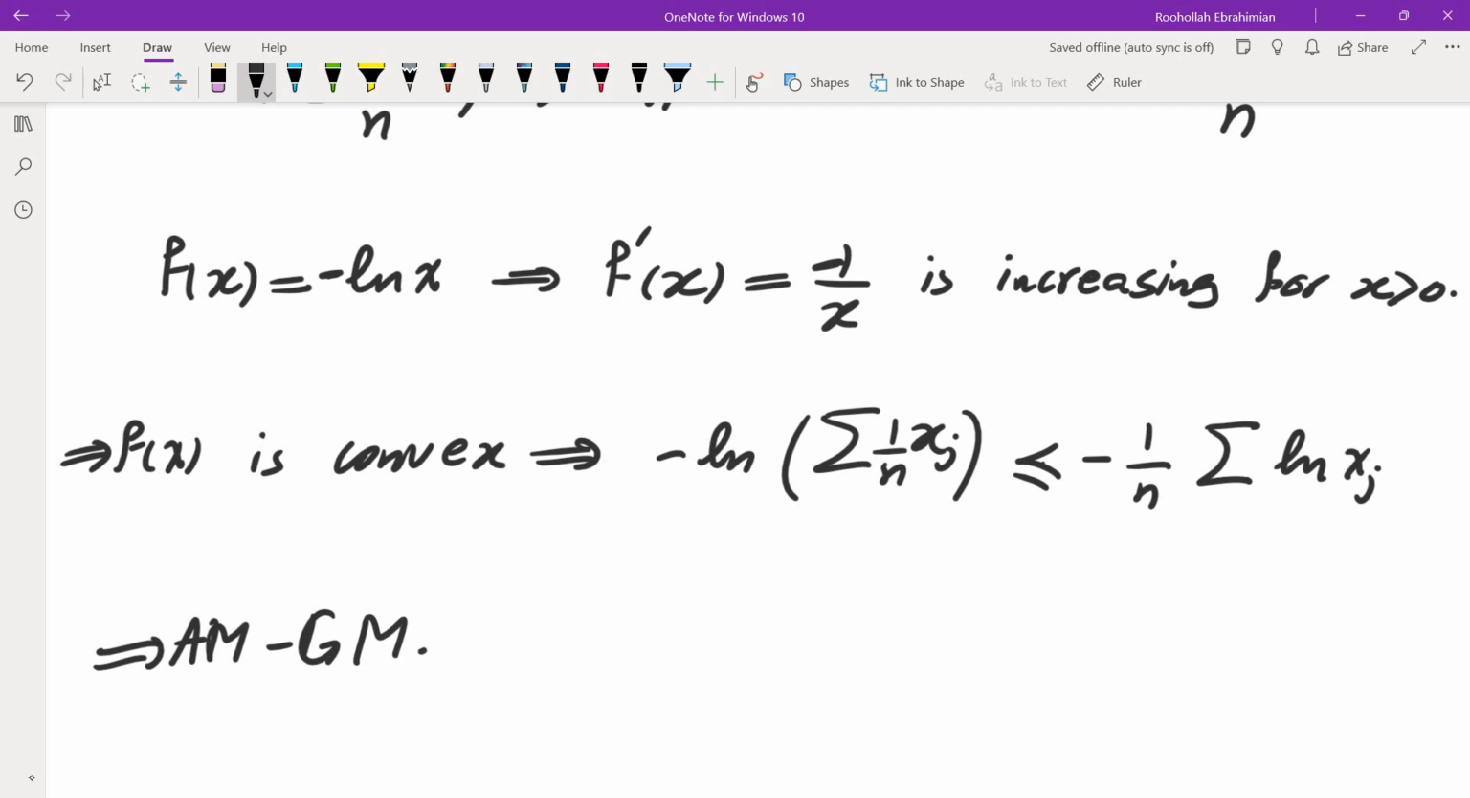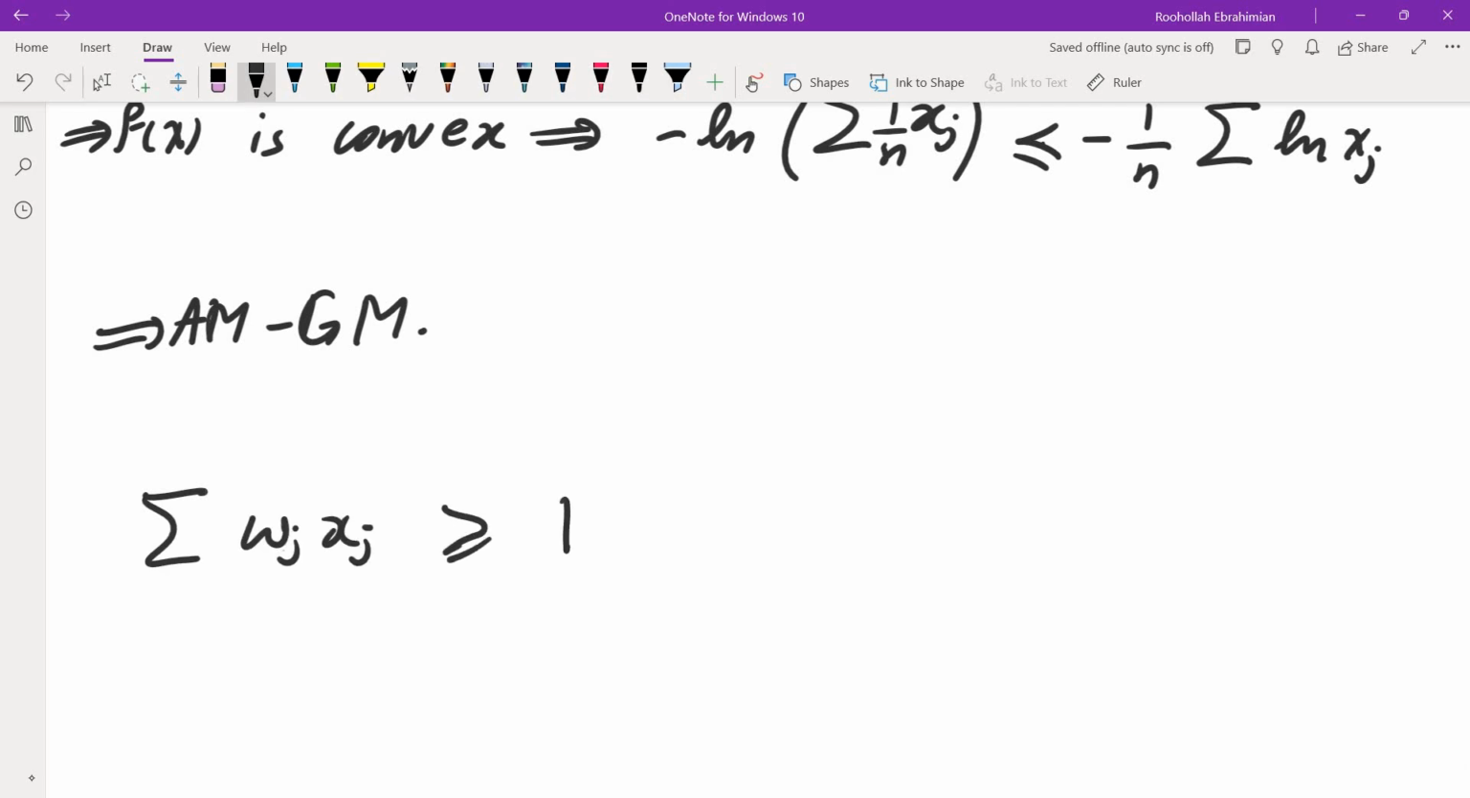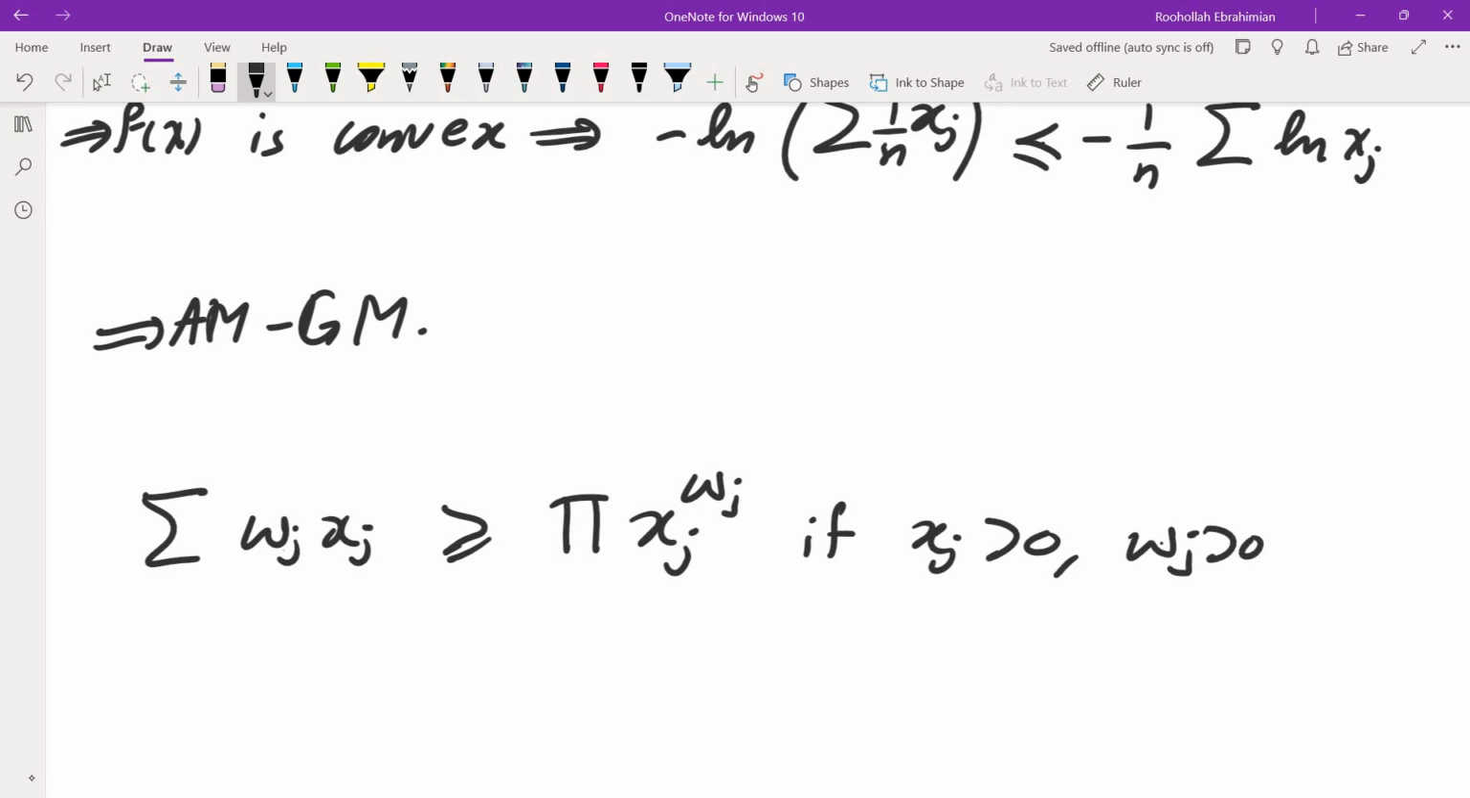Do the same thing with the same function and with some weights, and you will get the weighted AM-GM, which is the sum of wj xj is greater than or equal to the product of xj to the power of wj, if xj is positive, wj is positive, and the sum of wj is 1.